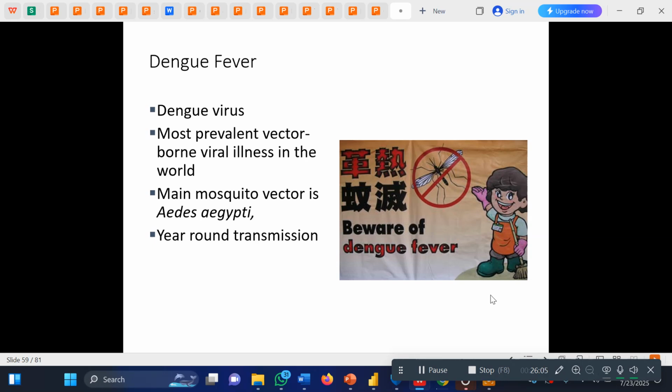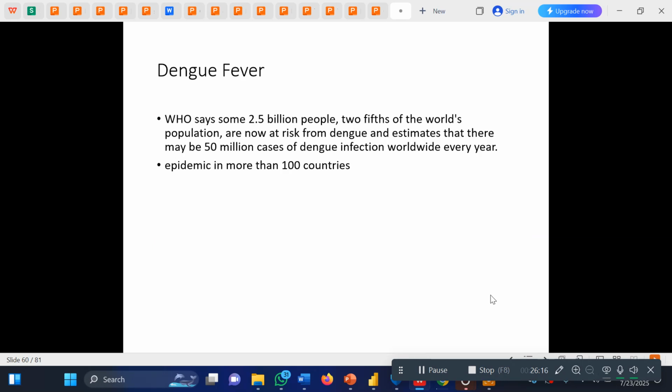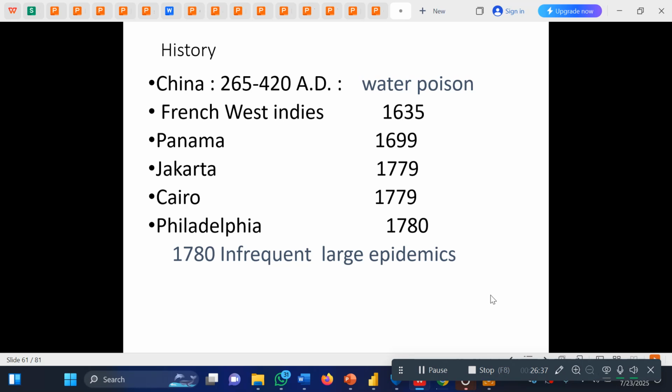Dengue virus is the most predominant vector-borne viral illness in the world and is also transmitted by the Aedes aegypti mosquito. WHO says some 2.5 billion people, two-fifths of the world's population, are now at risk from dengue, and estimates that there may be 50 million cases of dengue infection worldwide every year. Epidemic is in more than 100 countries.